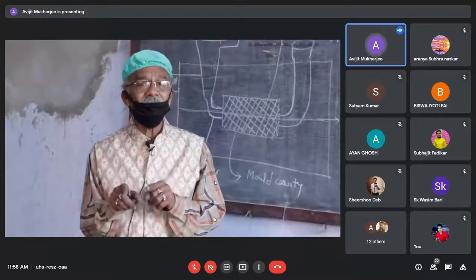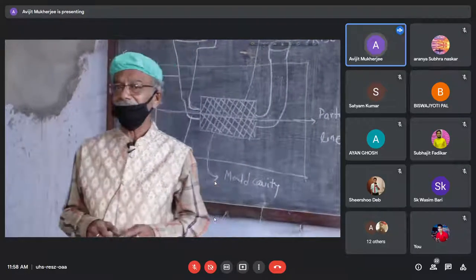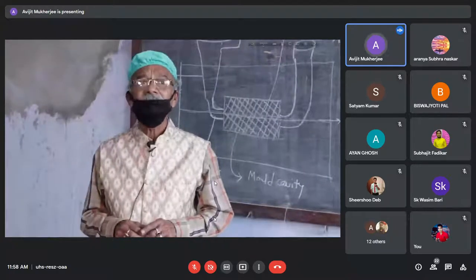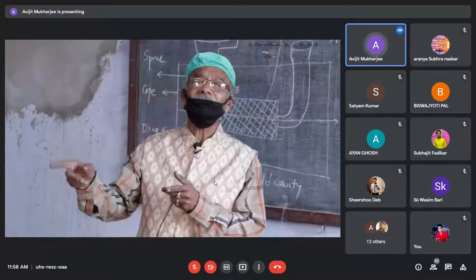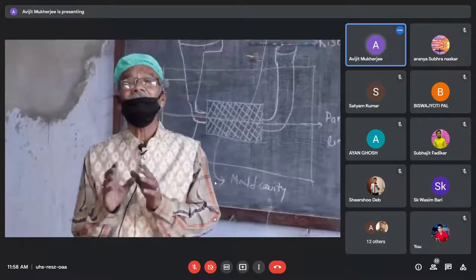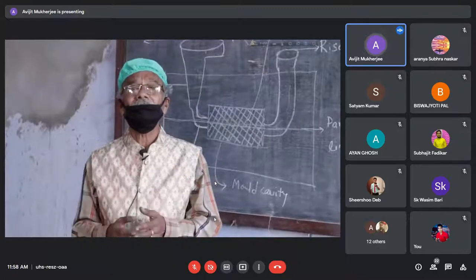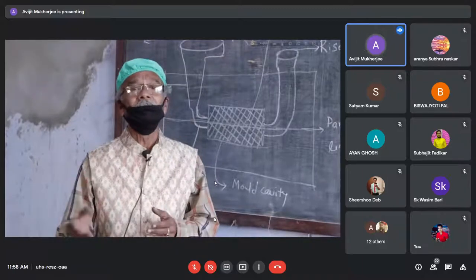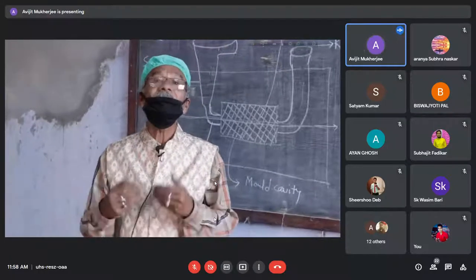But the basic difference between die casting and green sand mold casting is that the die is made not of sand, but of metallic material, so that we can produce many castings one by one with the help of the die. No need to prepare a mold every time.